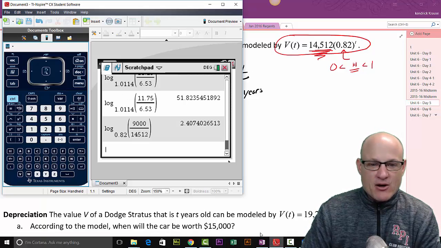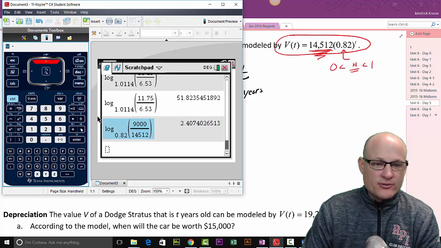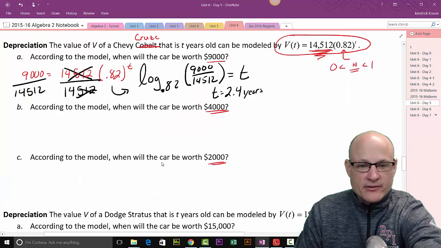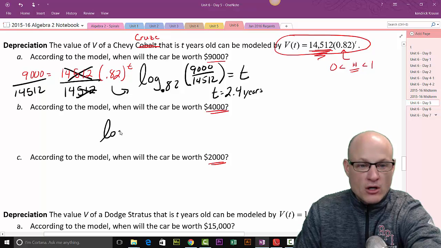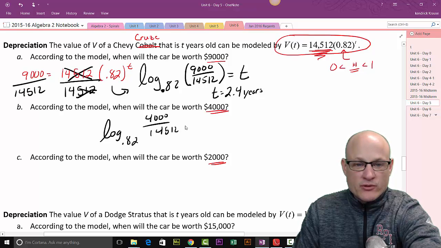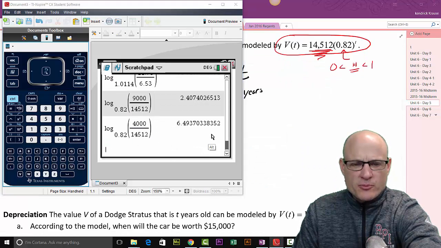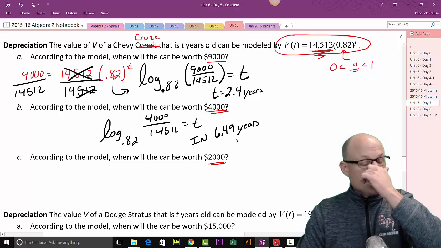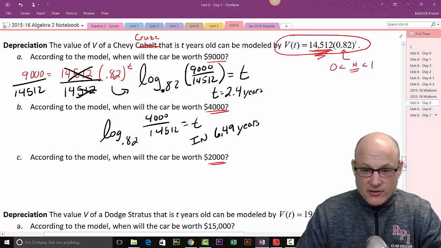So we're going to do the same exact thing, but now I don't have to do all the work. I just got to change this, and now I want to know when it's going to be worth $4,000. And that's in 6.49 years. So same work, log base 0.82, but in this case it's 4,000 over 14,512. And we would say equals t. And we would say in 6.49 years. Normally, if they don't ask you to round, first of all, they're stupid, but you don't round. You just give the whole thing out there.